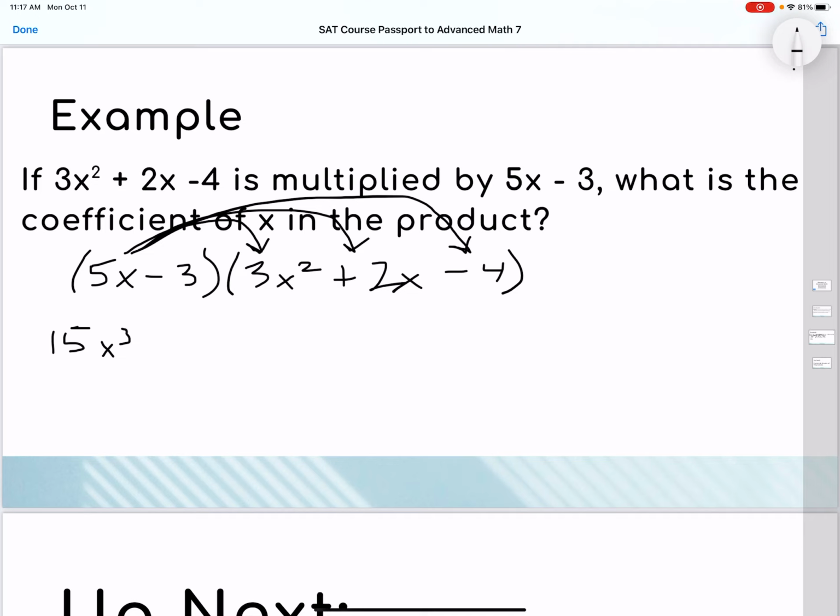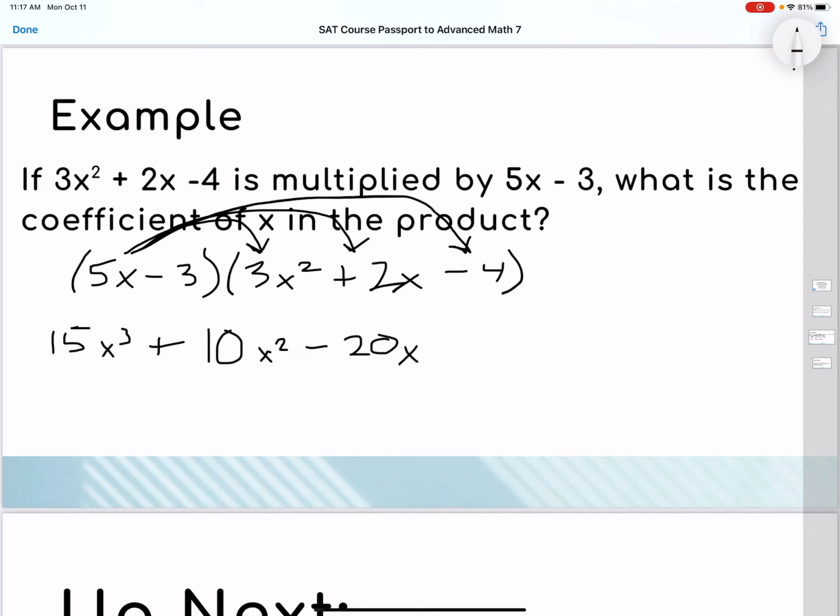All right, so those are good. Now we distribute 5x to 2x. 5 times 2 will be 10. Then x times x is x squared, or x to the second power. All right, now last one for the 5x. 5x will be distributed all the way to that negative 4, which will now be negative 5 times 4 is 20, and then it's just x, so negative 20x.